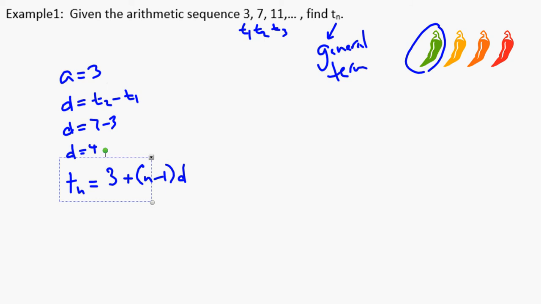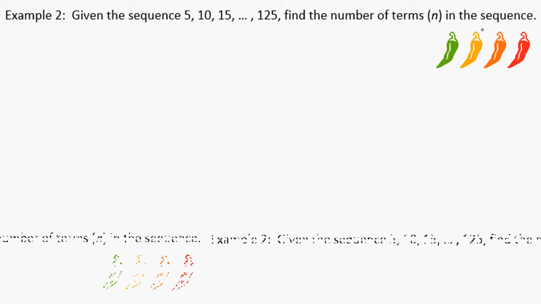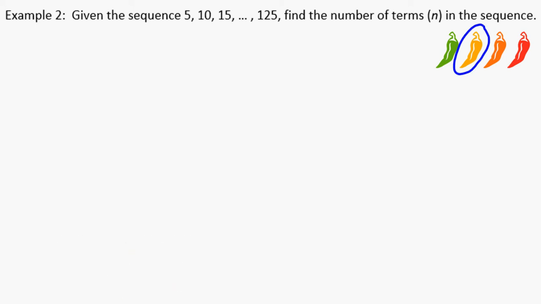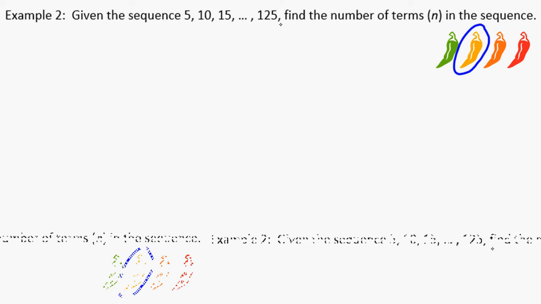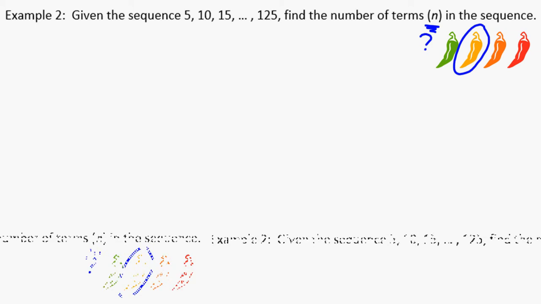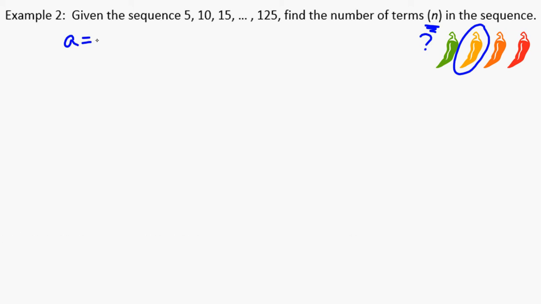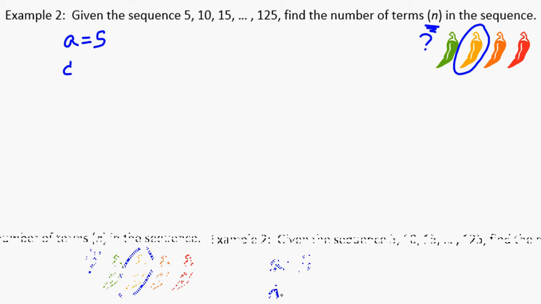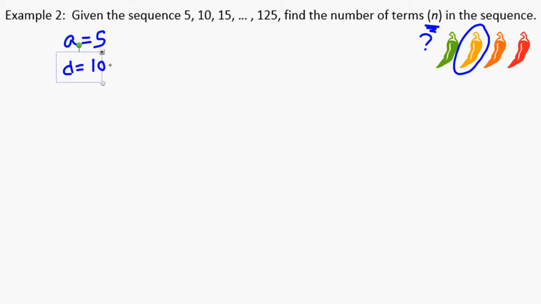That's the question. Next one, here we go. We're going a little bit more spicy, so we're going to go medium. Given the sequence 5, 10, 15, up to 125, find the number of terms in the sequence. So I want to solve for n. That's my unknown. Here I can clearly see again, a is 5. My d will be t2 minus t1, so 10 minus 5, which is 5 as well. I also know my tn here. My tn is 125. Why 125? It is my last term.